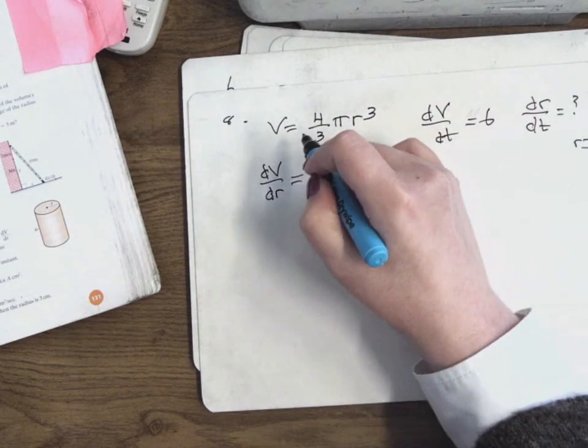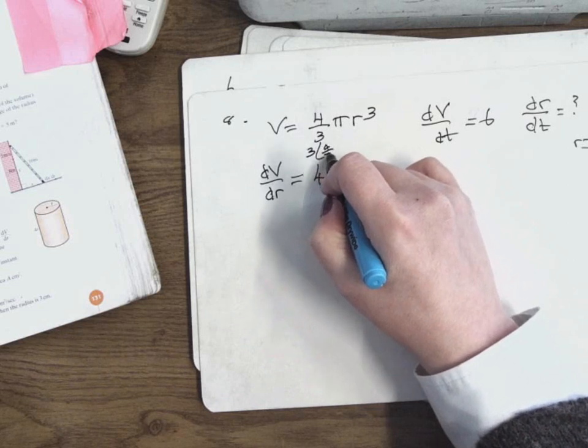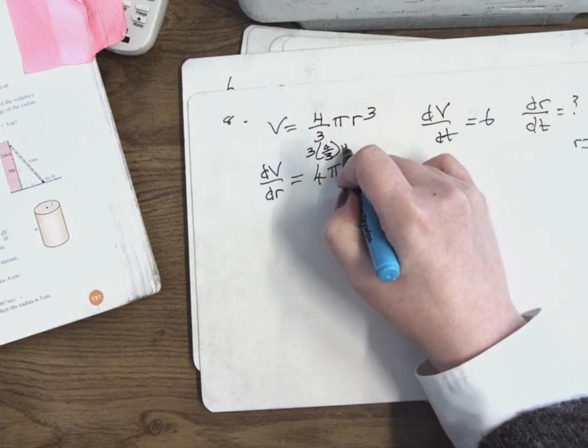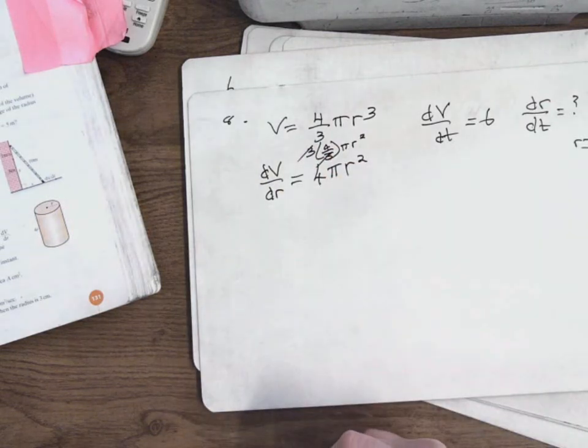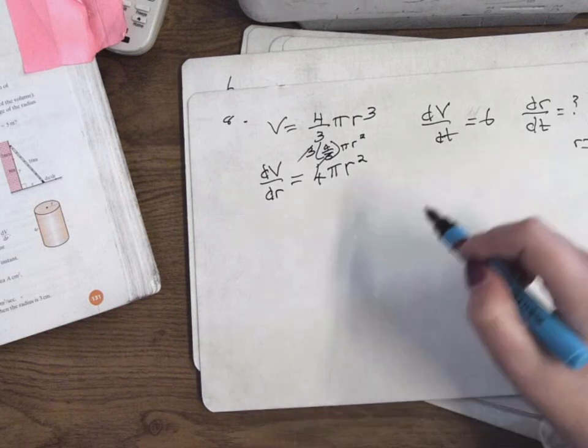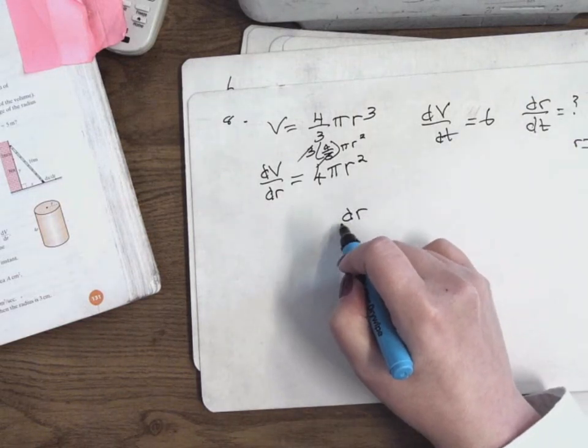Do you all see where that went? When I brought the 3 down in front, there was a fraction there, and the 3's cancelled. In case you're wondering where the 3 went, that's where it went. Is that okay? Then we set up. So I'm looking for dr dt.